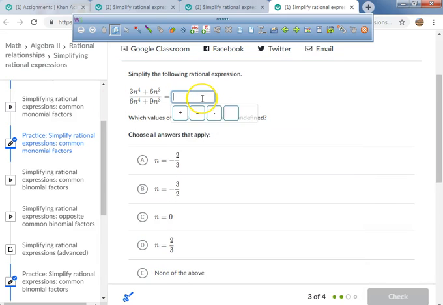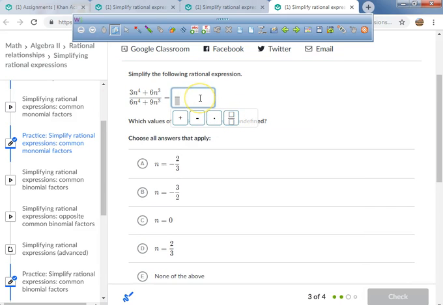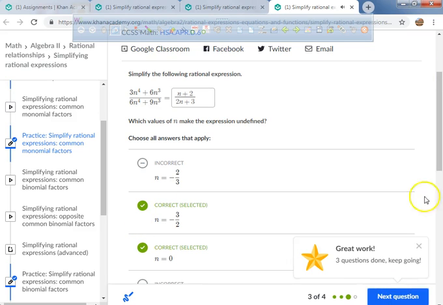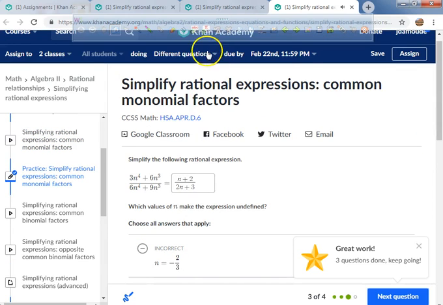All right, so here's what we got to do. We got to do the old fraction thing, and up here I got to do n plus 2 over, what was the bottom? 2n plus 3? All right, and then we said negative 3 over 2 and a 0. Whew. Cross our fingers. Yay, we got it right. Okay. Now, that right there is common monomial factors.